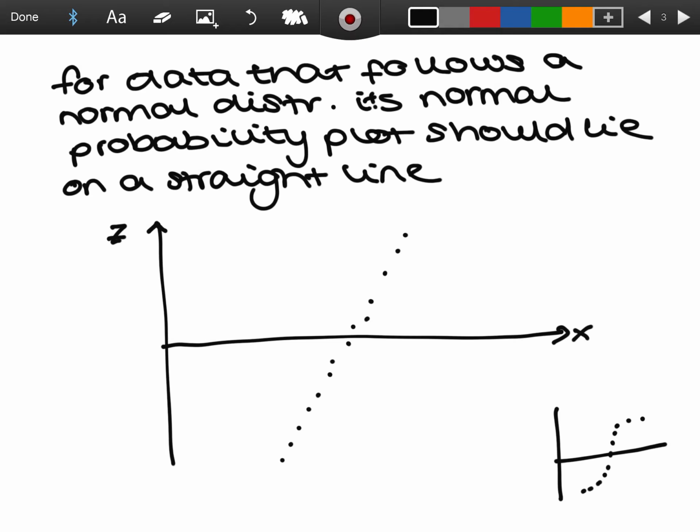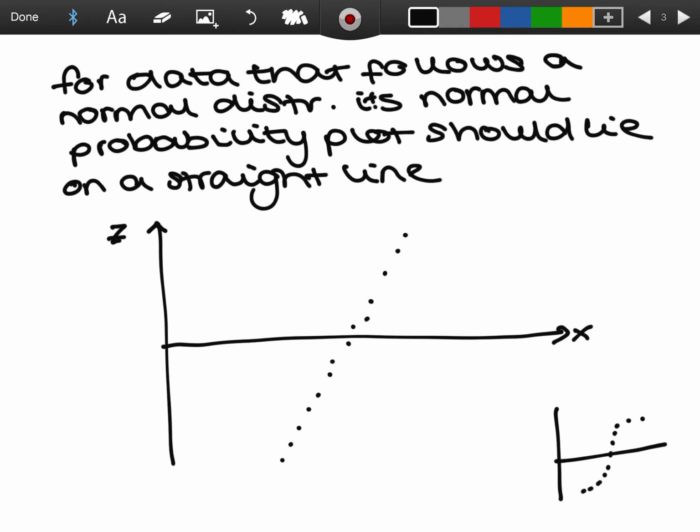As I said, we only do this if we have very few data points. If you've got more data points, it makes more sense to use a histogram. You're going to have higher frequencies, and it's going to be easier to see that bell-shaped curve occur. But when you have very few data points, it's very difficult to get that shape going. So that's why a normal probability plot is used.